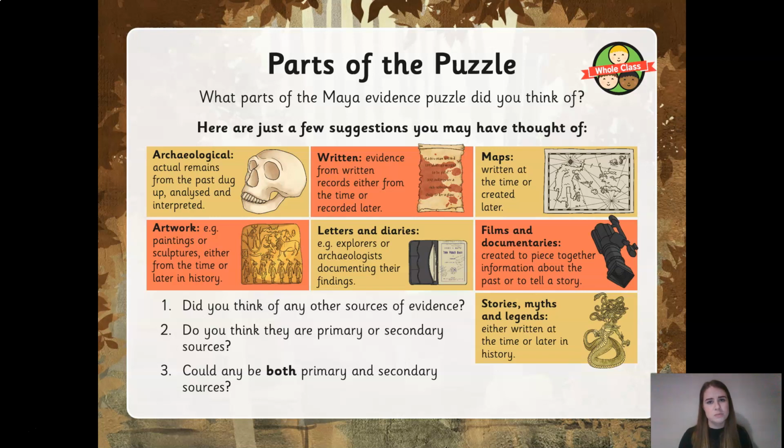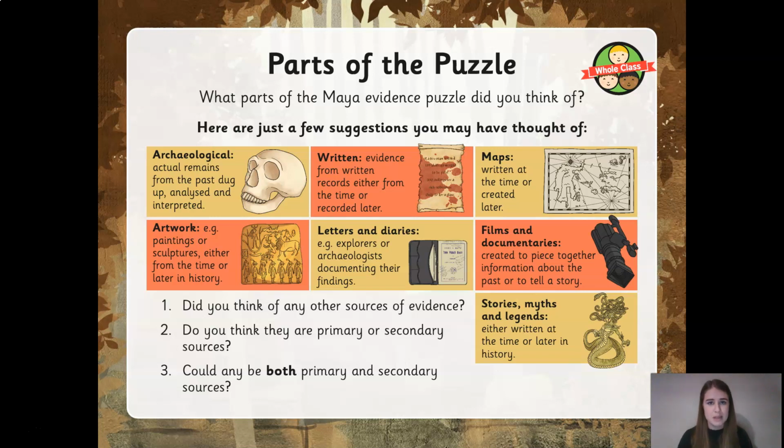We then have written resources. So this is where we have evidence from written records, either from that time or recorded later. Now, if we have the evidence of the original letter written from that time, that's going to be a primary source. If it's something that's been re-recorded later after the event, this is most likely going to be a secondary source because it wasn't at that point in time that those resources were made.